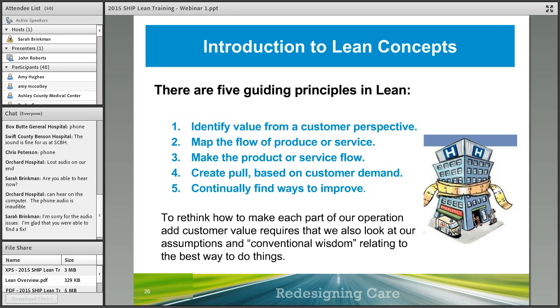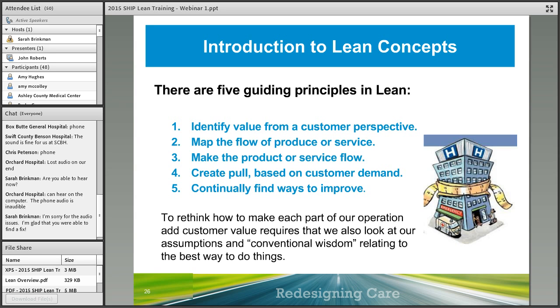We want to map out the flow of a service. Again, we want to be able to visually look at processes and identify the steps in those processes. We'll talk more about that when we look at the tool of value stream mapping.